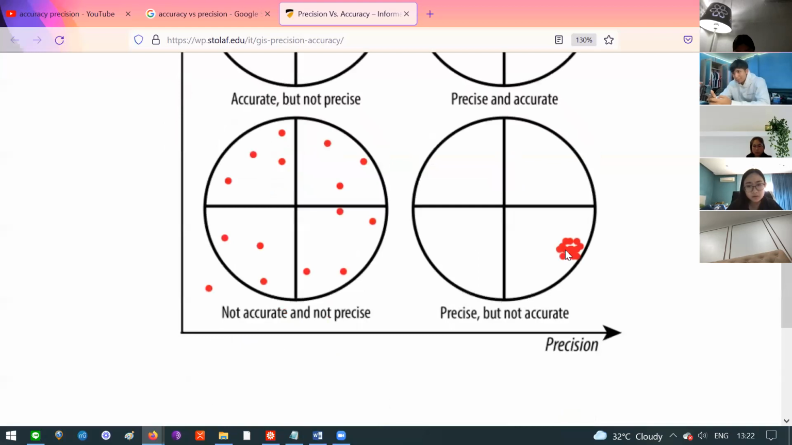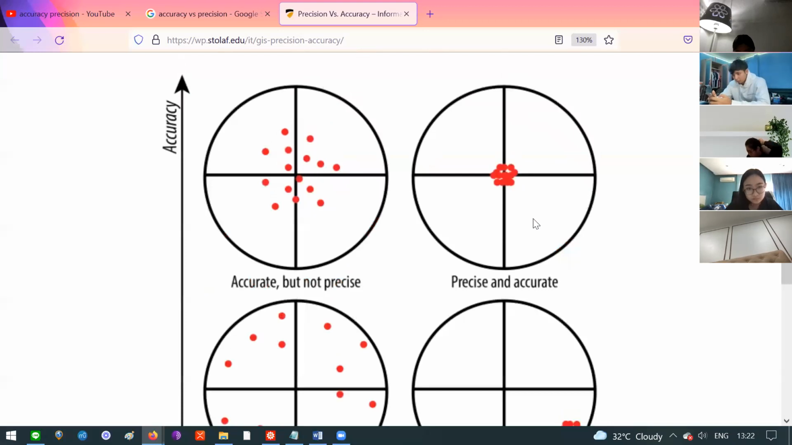But you can also be precise and precisely wrong, like this. Now this is high precision. You're always hitting the same spot, but you're hitting the wrong spot. So this is called precise but not accurate. So this word is quite obvious.